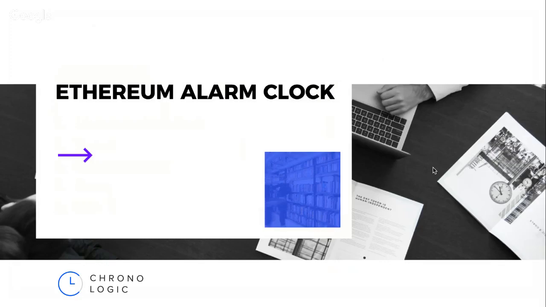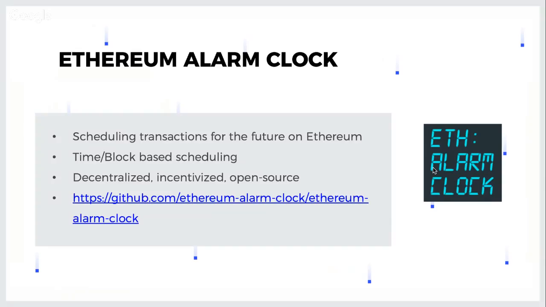So what is the Ethereum alarm clock? The Ethereum alarm clock is a scheduling protocol on Ethereum. It allows you to schedule transactions for the future. Basically, it is a decentralized and incentivized open source project, and we've been working on this intensely and building out the ecosystem around the Ethereum alarm clock.